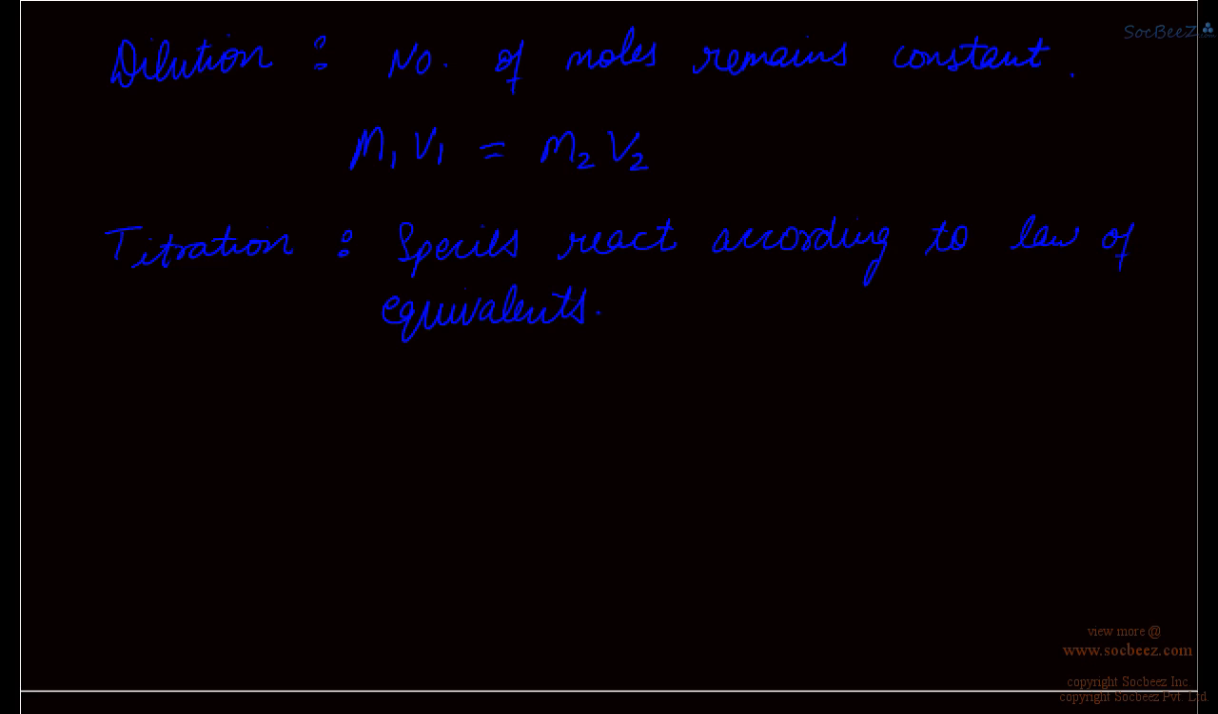That is, suppose an acid and a base are reacting with each other, then at the equivalence point, that is, at the end point, the total number of equivalents of acid will be consumed by the same number of equivalents of base. Hence, we can say that whenever two species react, the number of equivalents, that is N1V1, equals N2V2. Remember this formula because it is used very extensively in this chapter, especially during titration. The whole titration is based only on this formula.